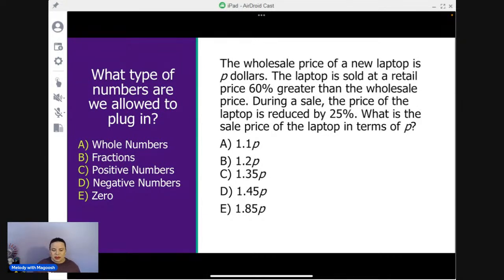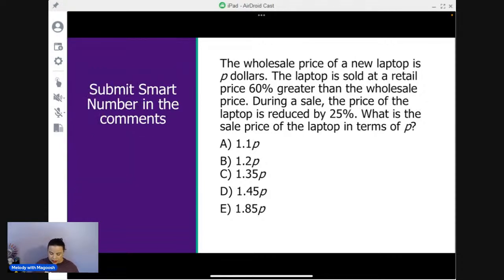You won't have a zero price. You won't have a negative price. The price is going to be a positive number because that's how we sell things. We charge positive amounts of money. Great. So let's try it out. Here we go. We can plug in whole numbers. We could plug in fractions if we want. We need to plug in a positive number. We cannot plug in a negative number or zero.